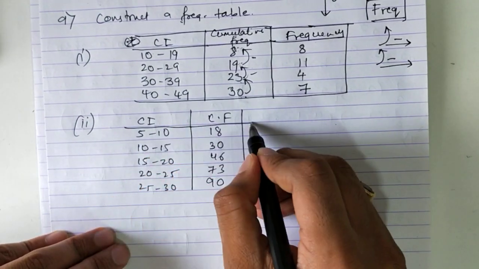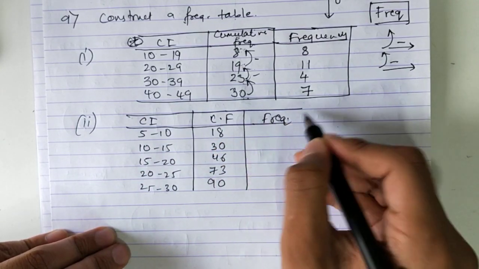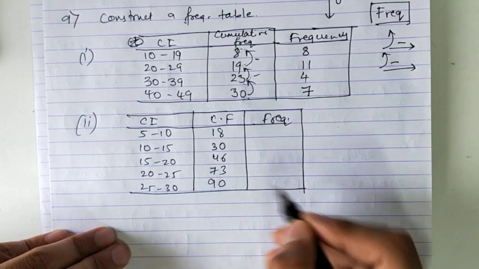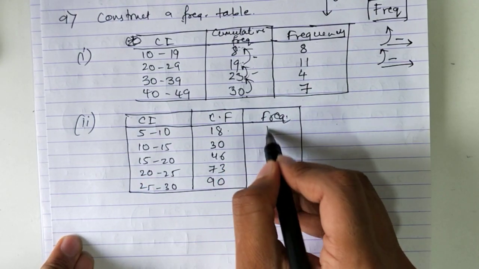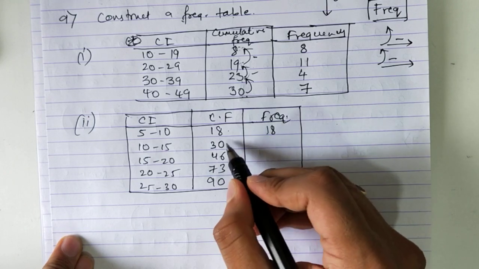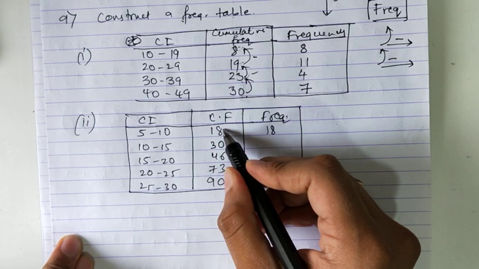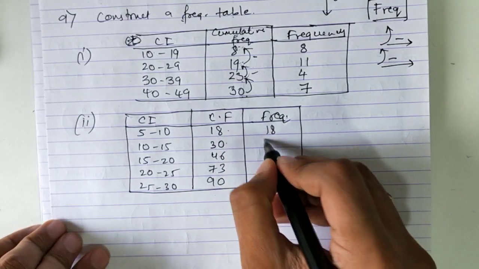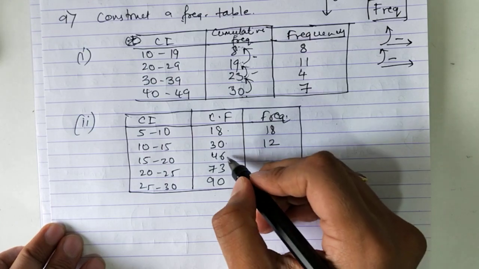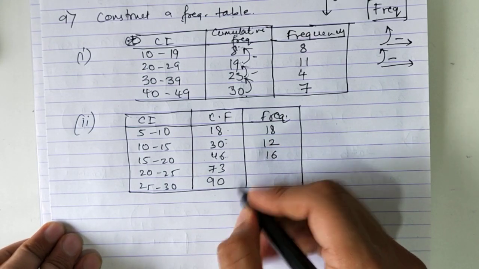Class interval and cumulative frequency are given. We have to find the normal frequency. Now copy the first number as it is. Then 30 minus the previous value, 30 minus 18, is 12. Then 46 minus 30 is 16.